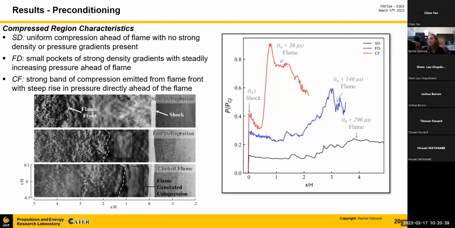And finally, when we get to the flame, it takes 296 microseconds. They're very separated temporally, and we don't really see any strong gradients between the shock and the flame. It's just kind of a steady band of compression going up.